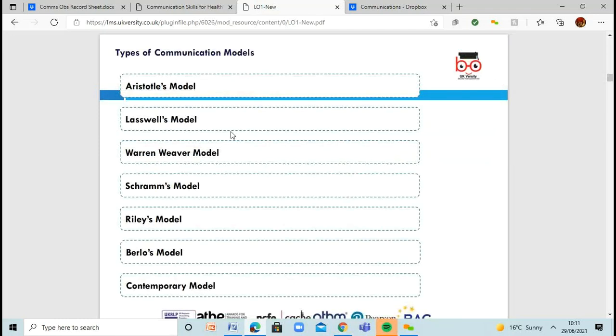And then we're going to look at some of these models here. We've got Aristotle's model, Lasswell, Warren Weaver, Schramm, Riley, Berlo, and the contemporary model. Now, these models are quite similar. They're all about how you communicate with others, and you'll notice that some of them can be used in different situations, depending on what the situation is.